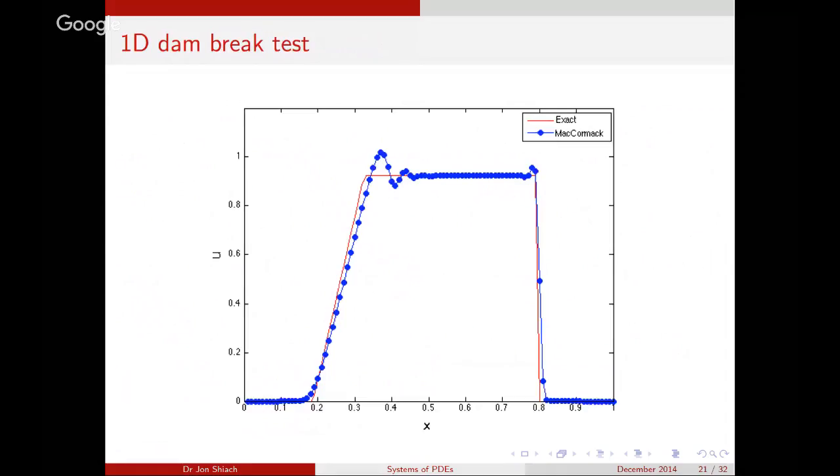Okay, I'm going to do the 2D shallow water equation next week. Right, what I was going to do is just have a look at a hand calculation example.